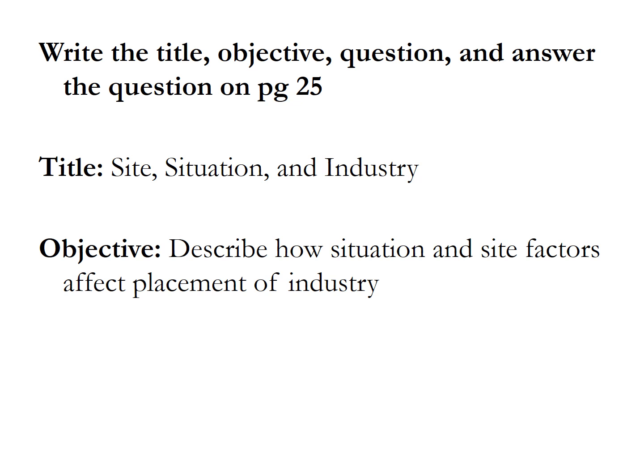Today, we are looking at site, situation, and industry. Now, look, if you're watching this, that means you've probably played the industry game at this point, and you realize how chaotic manufacturing can be in the Industrial Revolution. And now we're going to take a look at industry in the modern day and how we figure out where we place industry, what's the best places to do it, and what are the effects of that.